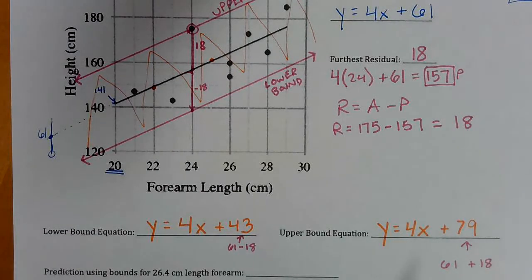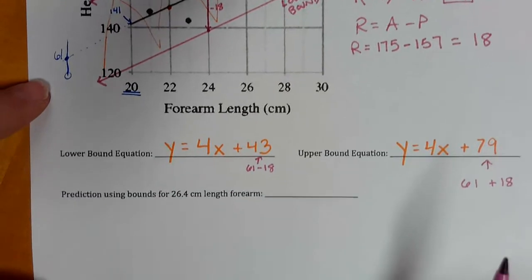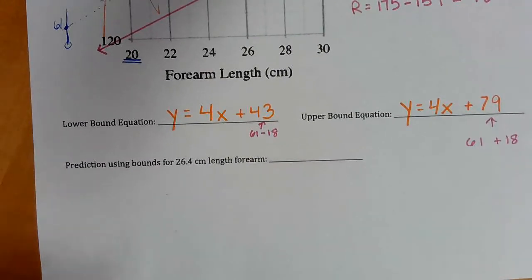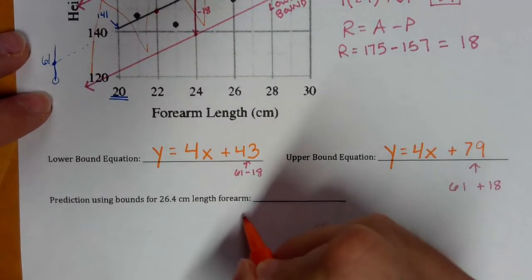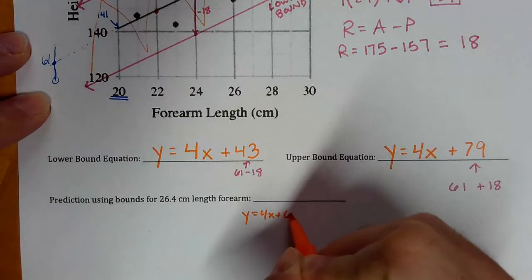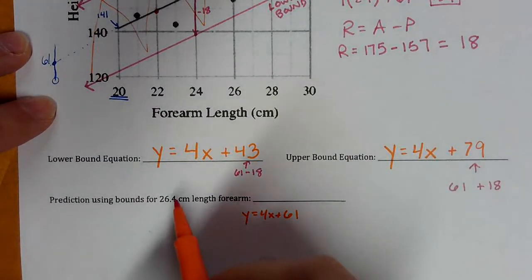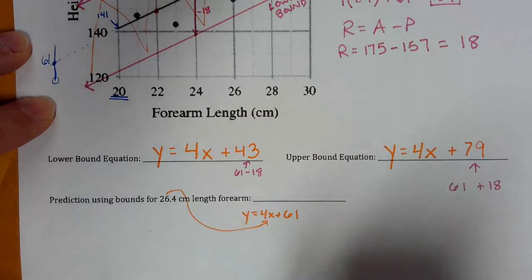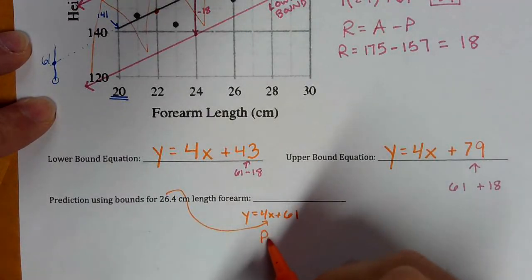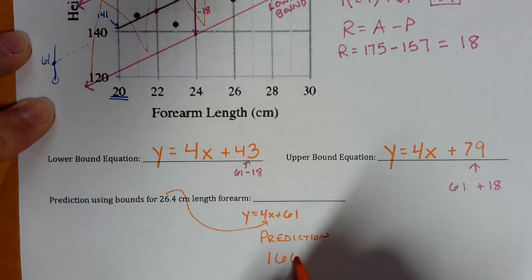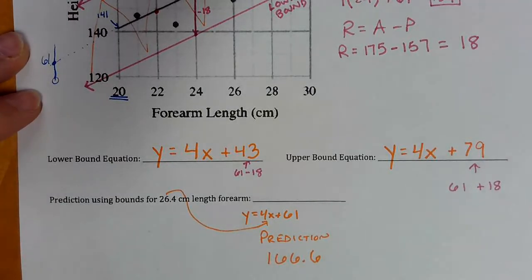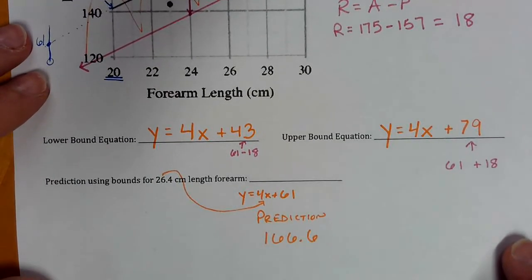All right, so how do we use this? Prediction using bounds. We want to predict using bounds of 18 for 26.4 centimeters of length. So if I use my equation, 4x plus 61, that was the prediction equation, and I substitute 26.4, the prediction is 166.6. So we're predicting that height of the humanoid.